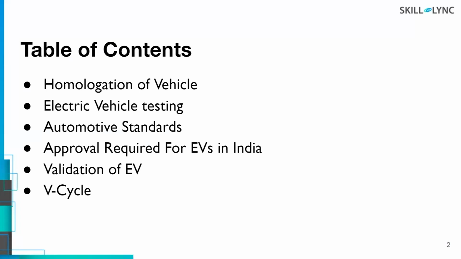Homologation of vehicle is the first thing we are going to see. Then we will go through the different testing scenarios happening in an electric vehicle. Then which standards we need to follow. Then, especially for India, the approvals required to launch an EV in India. Then the whole validation process for EV. The last content will be what a V-cycle actually means for an EV. So let's move on to the content directly.